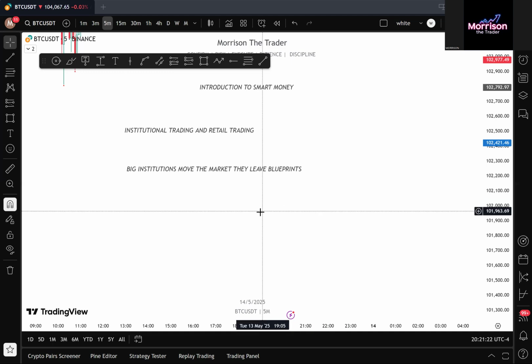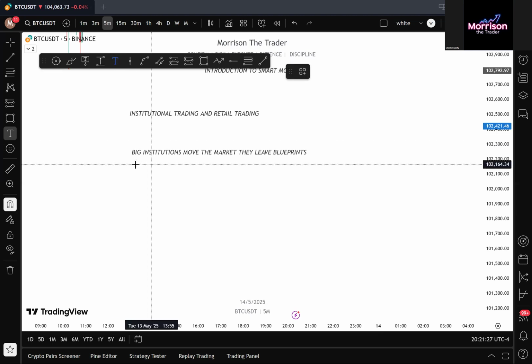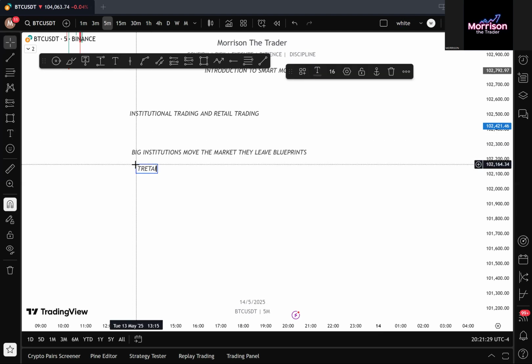When we talk about retail trading, we trade with retail ideas. And when I say retail ideas, that is what we call the trend lines, the chart patterns. Those are the retail ideas.